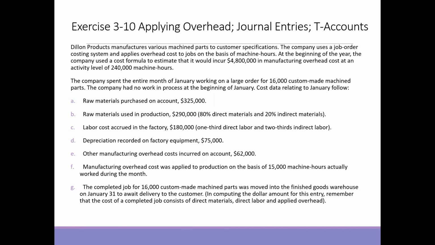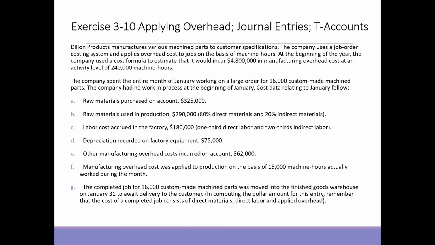Dillon Products manufactures various machined parts to customers' specifications. The company uses a job order costing system and applies overhead cost to jobs on the basis of machine hours. At the beginning of the year, the company used a cost formula to estimate that it would incur $4,800,000 in manufacturing overhead costs at another estimated activity level of 240,000 machine hours.